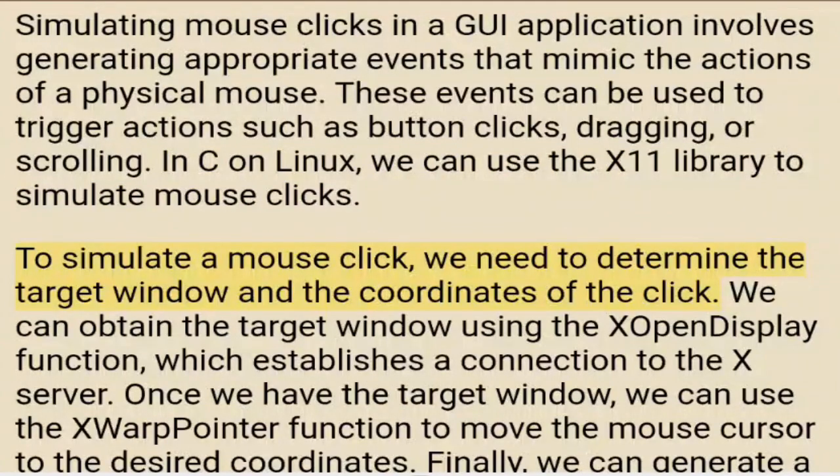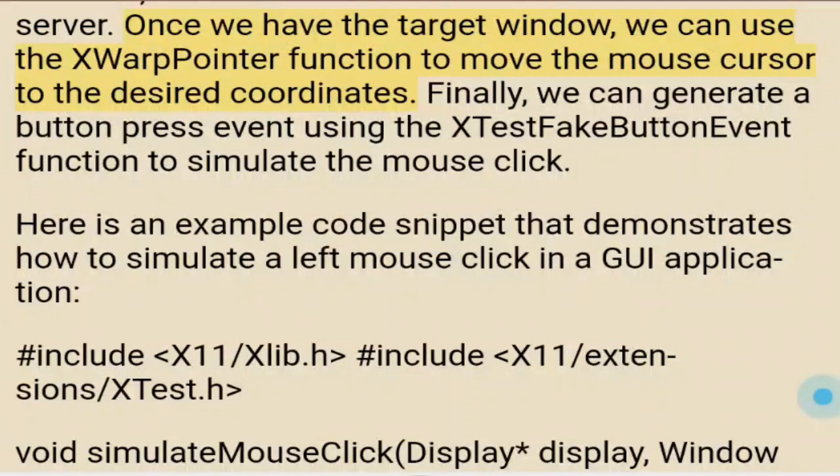To simulate a mouse click, we need to determine the target window and the coordinates of the click. We can obtain the target window using the XOpenDisplay function, which establishes a connection to the X server. Once we have the target window, we can use the XWarpPointer function to move the mouse cursor to the desired coordinates. Finally, we can generate a button press event using the XTestFakeButtonEvent function to simulate the mouse click. Here is an example code snippet that demonstrates how to simulate a left mouse click in a GUI application.